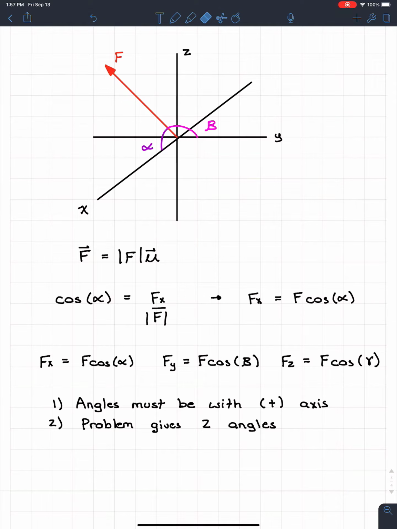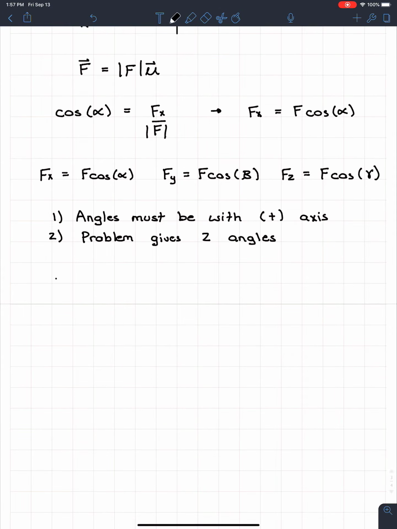But don't worry. What you're going to have to realize is that identity that we talked about. It's the fact that cosine squared of alpha plus cosine squared of beta plus cosine squared of gamma is equal to 1. You have to remember that.